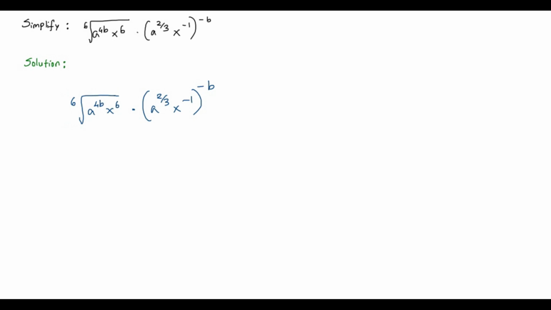Okay, here to simplify the given expression, what we can do is change the 6th root as an exponent. If I change the 6th root as an exponent, it will become 1 over 6, that is, (a to the power of 4b times x to the power of 6) whole to the power of 1 divided by 6, times (a to the power of 2 divided by 3 times x to the power of minus 1) whole to the power of minus b.